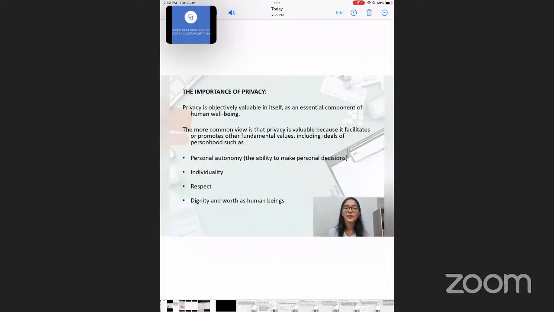The importance of privacy. Privacy is objectively valuable in itself as an essential component of human well-being. The more common view is that privacy is valuable because it facilitates or promotes other fundamental values, including ideals of personhood such as personal autonomy, individuality, respect, dignity, and worth as human beings.